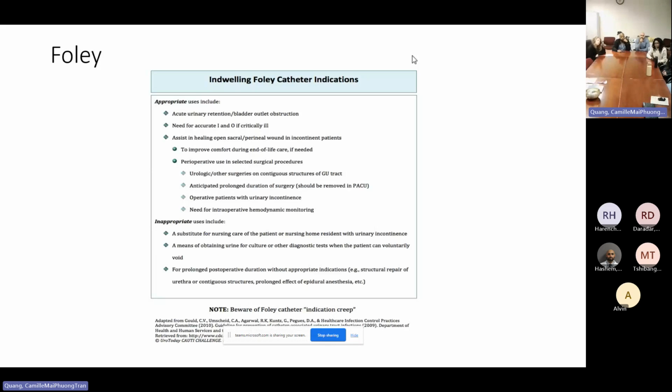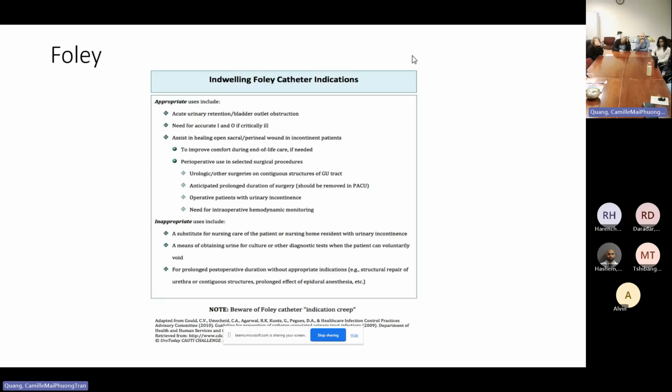Very, very strict I's and O's. So I want to put in a Foley because I want to know how much they're peeing, because things can be missed, and the urine output really matters. So critically ill patients, anybody that you're worried about an obstruction, if they have bad wounds, you could consider putting in a Foley as well.